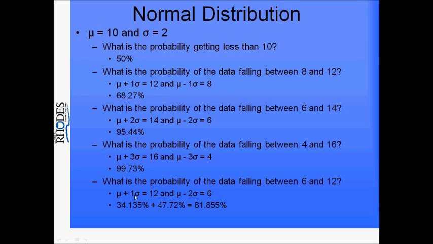And then what's the probability of the data falling between 6 and 12? Well, I know that 6 is actually 2 sigma, negative 2 sigma, and I know 12 is plus 1 sigma. So I just take the probability of plus 1 sigma to the center is 34%, and from negative 2 to the center is 47%. Add those two together, and it's 81.855%.